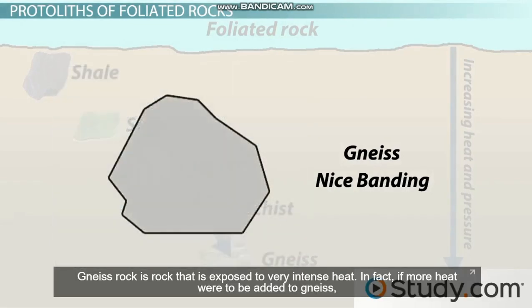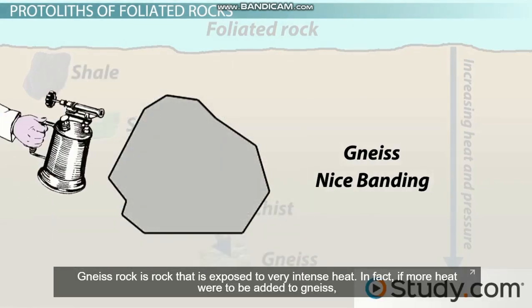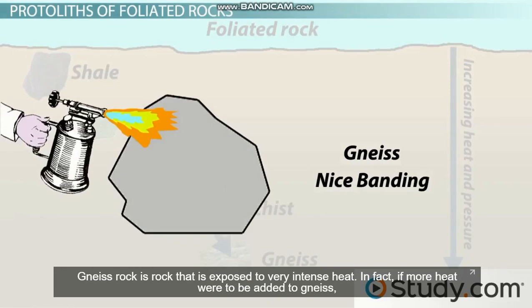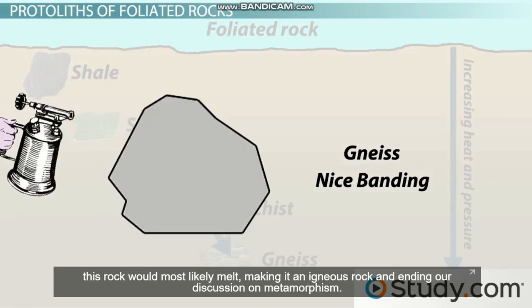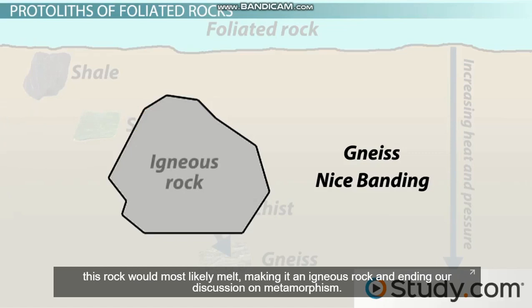Gneiss rock is rock that is exposed to very intense heat. In fact, if more heat were to be added to gneiss, this rock would most likely melt, making it an igneous rock, and ending our discussion on metamorphism.